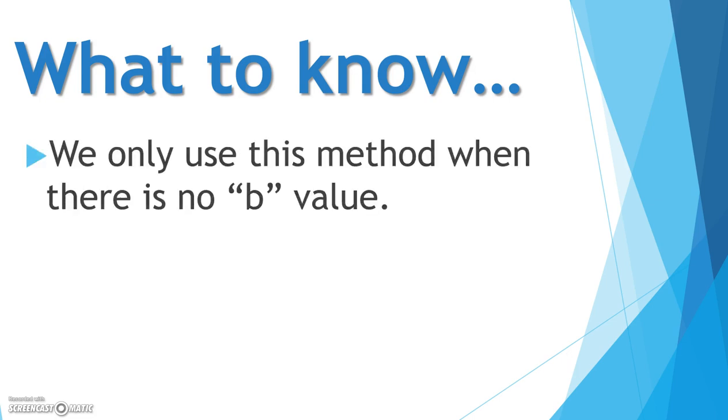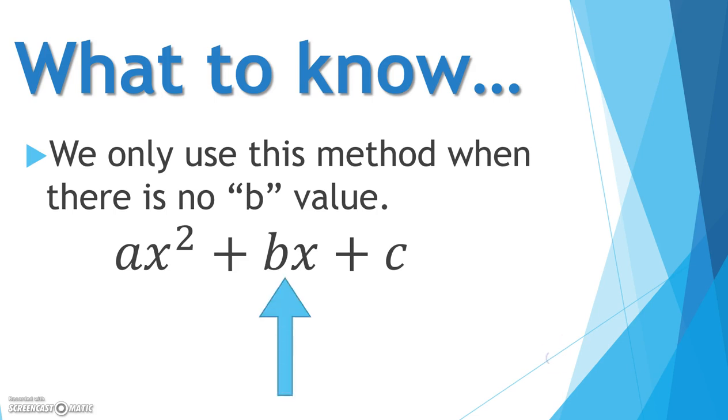This method, so last time we were factoring, and we can only factor when we can make that factor chart. If we can't make that factor chart, then we can't factor. It's just not possible. Okay, so this method is only used when there is no b value. So remember, our generic form of a quadratic equation is ax squared plus bx plus c. So anytime that bx is missing, we can use solving by taking the square root.